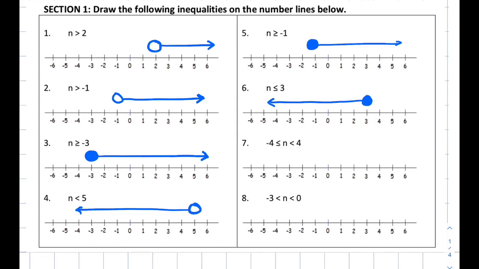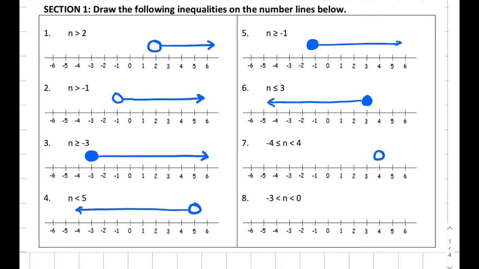Now for the next one, we need to be careful here. Let's just deal with this part first, where n is less than 4. Here's the 4, keep it as an open circle. Now the other part, where -4 is less than or equal to n. But reading that backwards, we can say if -4 is less than or equal to n, then n will be greater than or equal to -4.